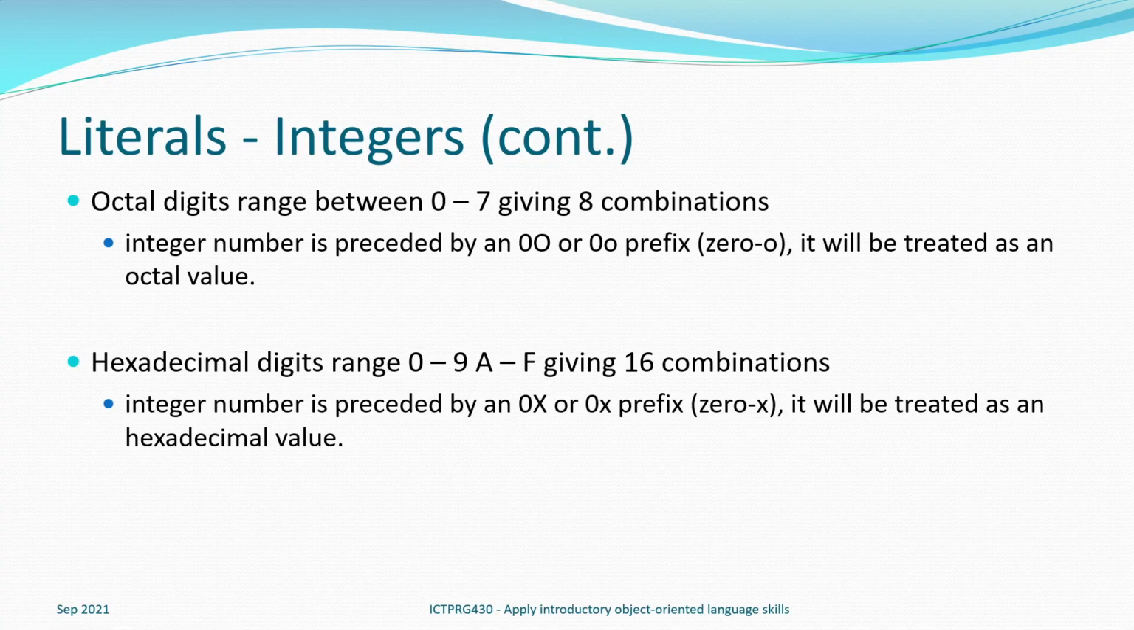Same with hexadecimal digits, which gives us 16 combinations, 0 to 9 and A to F, and we'll prefix those numbers with 0x. Now, hopefully you've noticed on the slide that we have it in capitals or lowercase. It makes no difference.